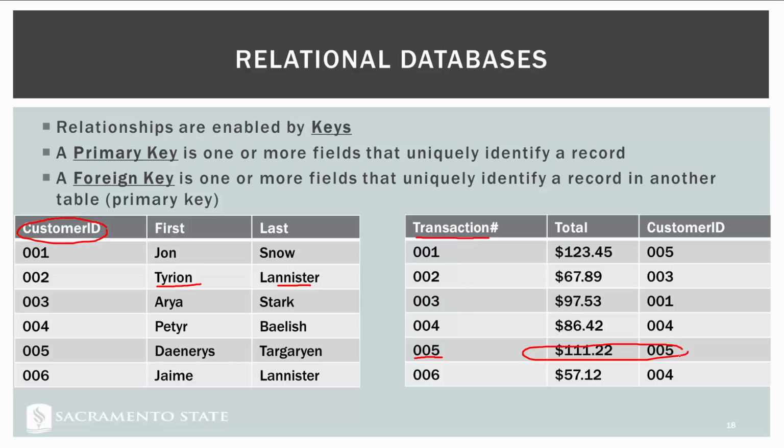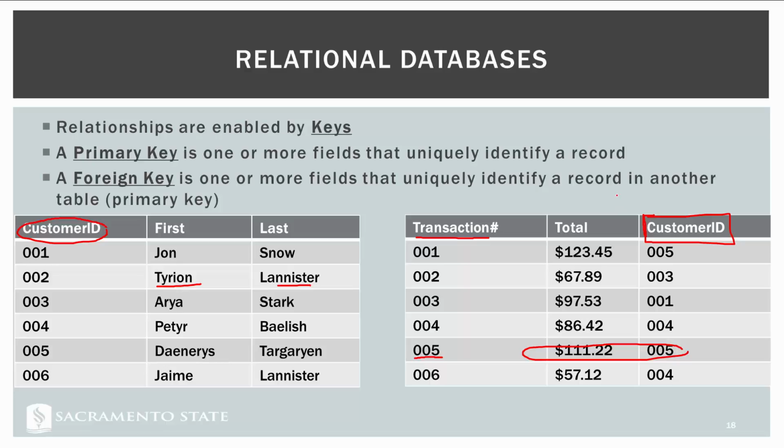Now, foreign key. A foreign key is one or more fields that uniquely identify a record in another table. Let me explain what I mean by that. Customer ID right here on the right-hand table is the foreign key, okay? You'll notice the customer ID is actually the primary key in the table on the left. It is put in the table on the right simply to link these tables together.